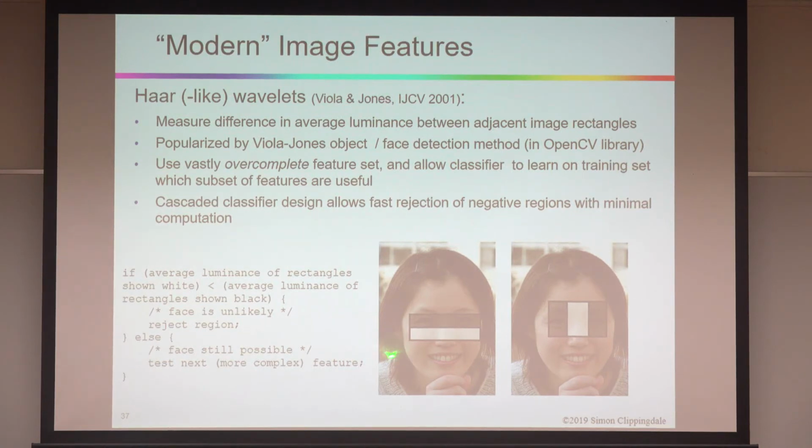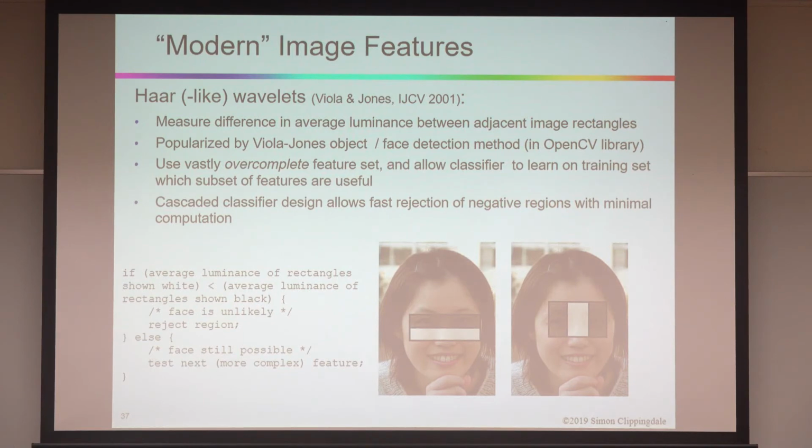It uses a large number of these features and then trains a classifier to decide which ones are useful and which ones aren't. The great thing about this system is that these features are very fast to compute, and the system forms a kind of cascaded classifier so that you can very quickly reject images that don't appear to be faces.